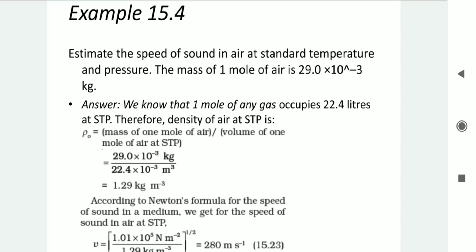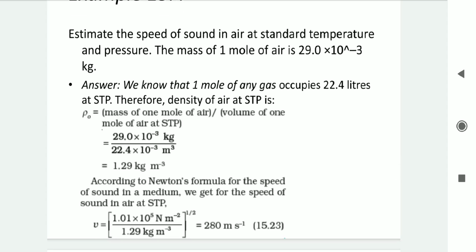Now according to Newton's formula for the speed of sound in a medium, v equals the square root of Y by rho, that is 1.01 into 10 raised to 5 Newton per meter square divided by 1.29 kilogram per meter cube. That gives 280 meters per second. So this is about 15% smaller compared to the 331 meters per second given in the table.